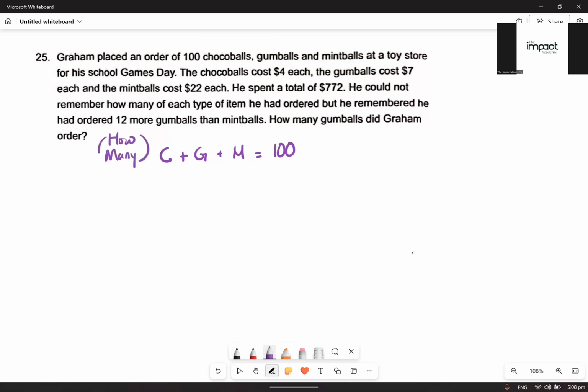Okay, yes. You also have something called your how much. True? $4 for choco. So choco is $4. Gumball is how much? $7. Make sense? And for the mint ball, it's actually how much? $22 each. Okay. So that is sentence number 2.